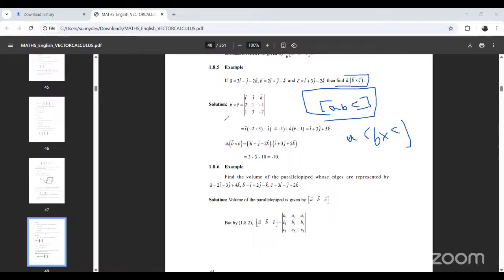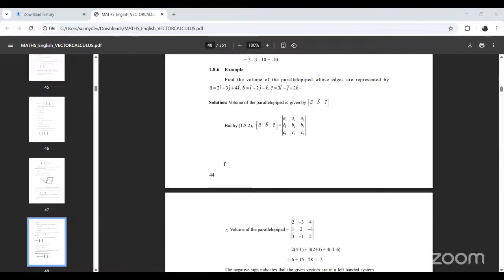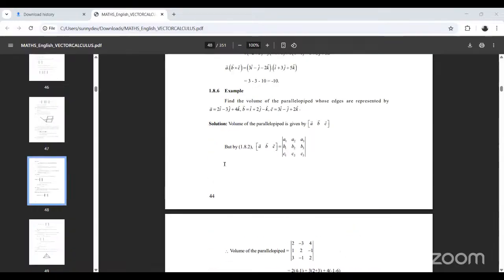So first find B cross C using I, J, K, with 2, 1, minus 1, 1, 3, minus 2. So we are getting B cross C, which becomes I plus 3J plus 5K. Now A dot B cross C means this is A and this is B cross C. So that becomes minus 10. That is understood, no?